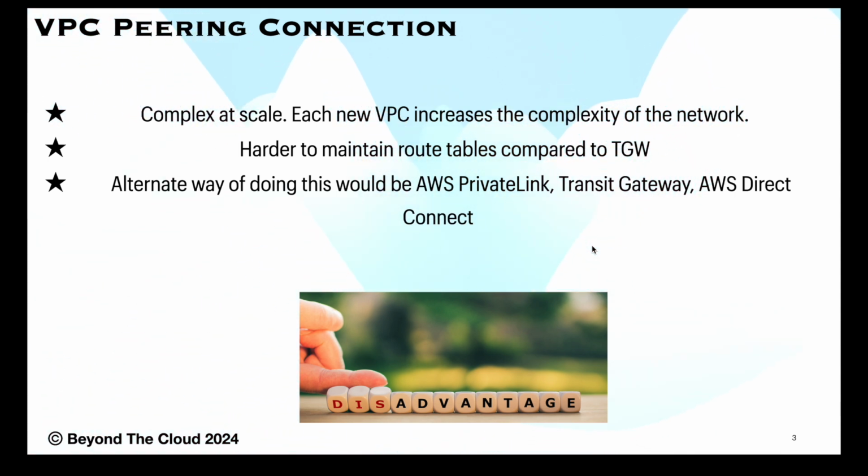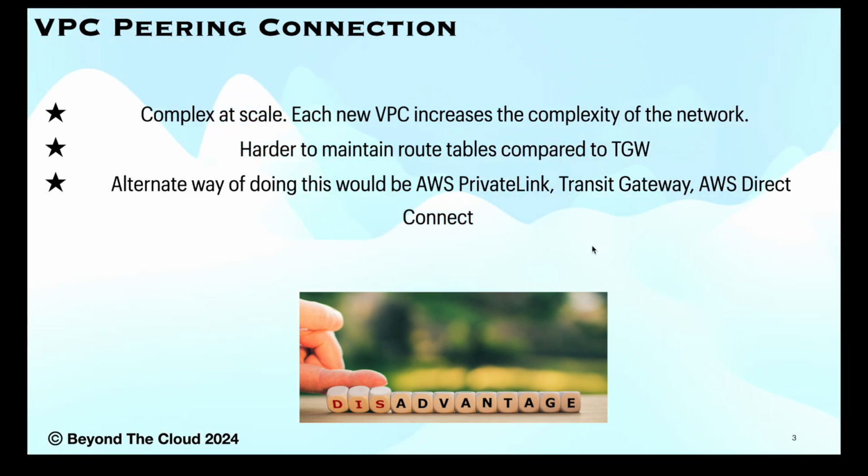Taking these disadvantages into account, there are a couple of alternative ways of doing this. A few of these are AWS PrivateLink, Transit Gateway, and Direct Connect. These are a couple of newer technologies that AWS launched, where we can connect VPCs privately.